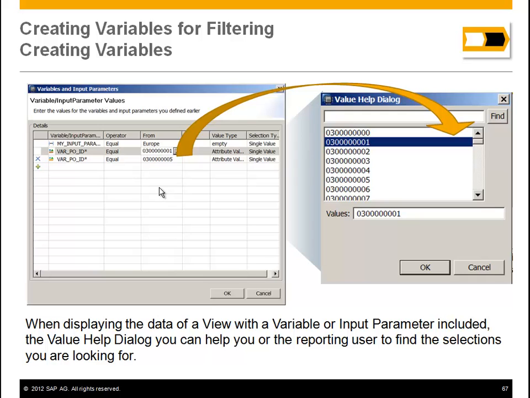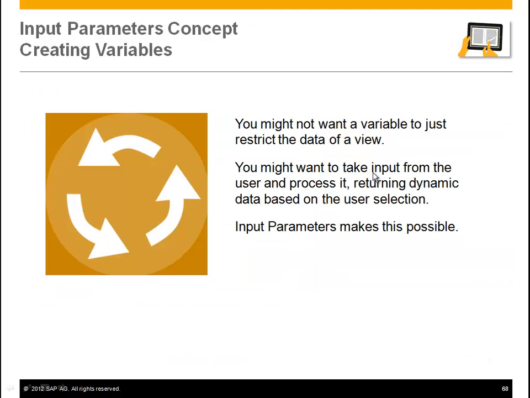So when previewing the data, you will see these variables, and if you want to add entries to this, you have to select the variable, and then when you click over here, you will see the list of values. So as mentioned before, the variable is attached to an attribute. So you have to choose values from the attribute's values in order to restrict the data that you see.